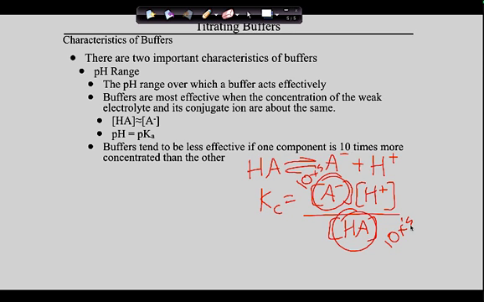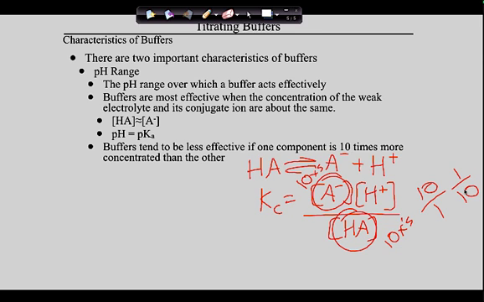So if this becomes 10 times bigger, we end up with a ratio of 10 over 1. If this becomes 10 times bigger, we end up with a ratio of 1 over 10. So if either of those ratios occur, where this becomes 10 times bigger or where this becomes 10 times bigger, if you get in either one of those situations, the buffer becomes ineffective.